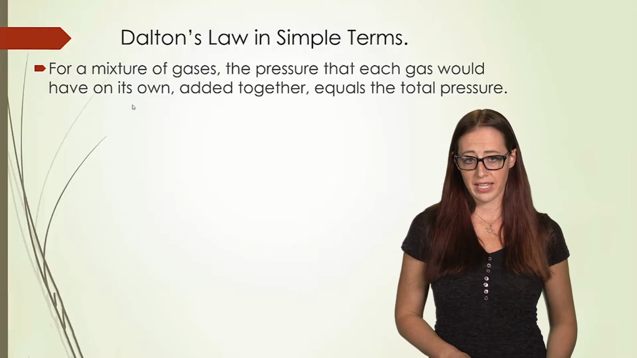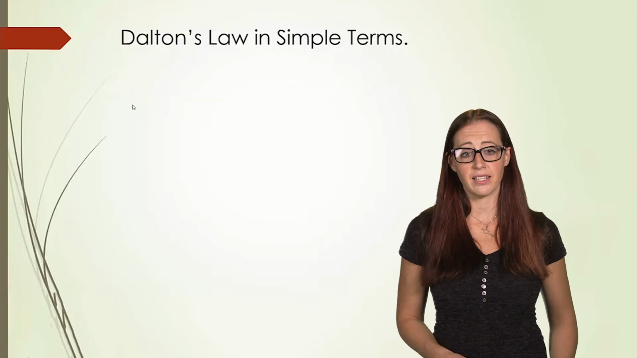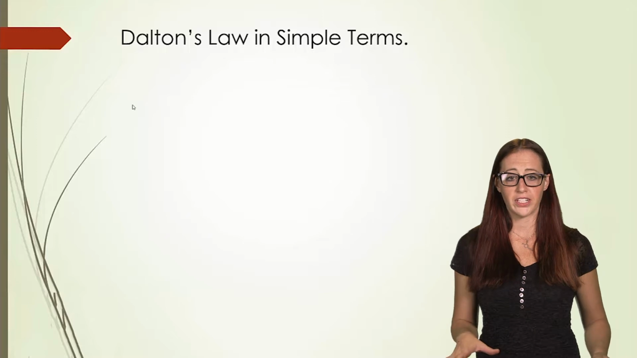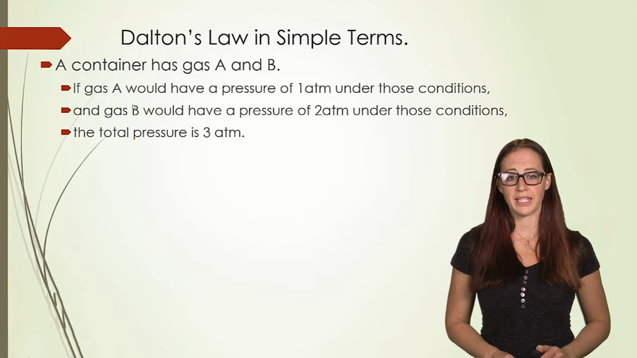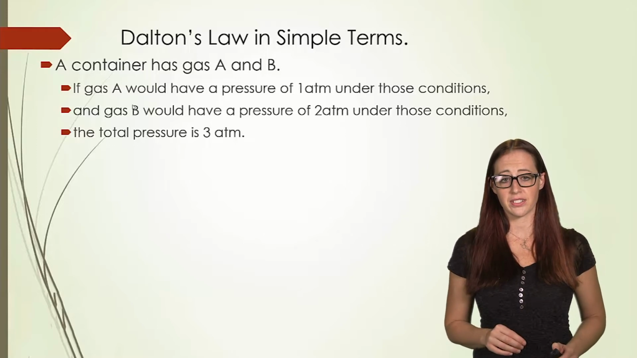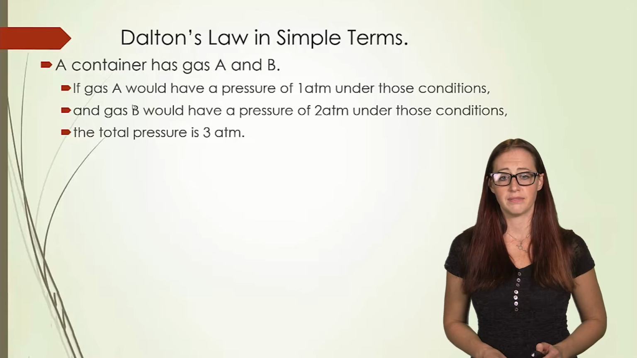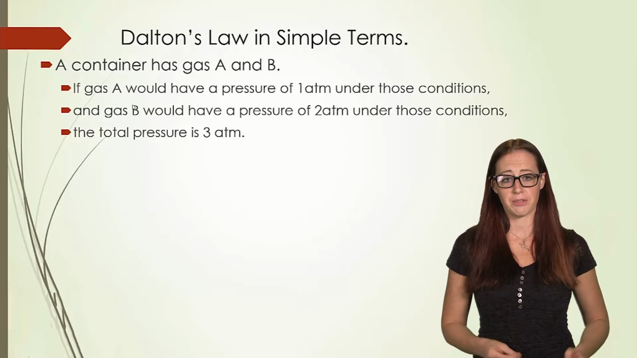If we have a mixture of gases, the total pressure of the gases is equal to what each gas would be if they were alone added together. We're going to walk through a very generic situation. Let's say that we have a mixture of two gases. We'll call them A and B. If you put just A under a certain set of conditions in an identical container, say that it would be 1 atmosphere. And the same thing for B, only now, for B, we're going to put it as 2 atmospheres.